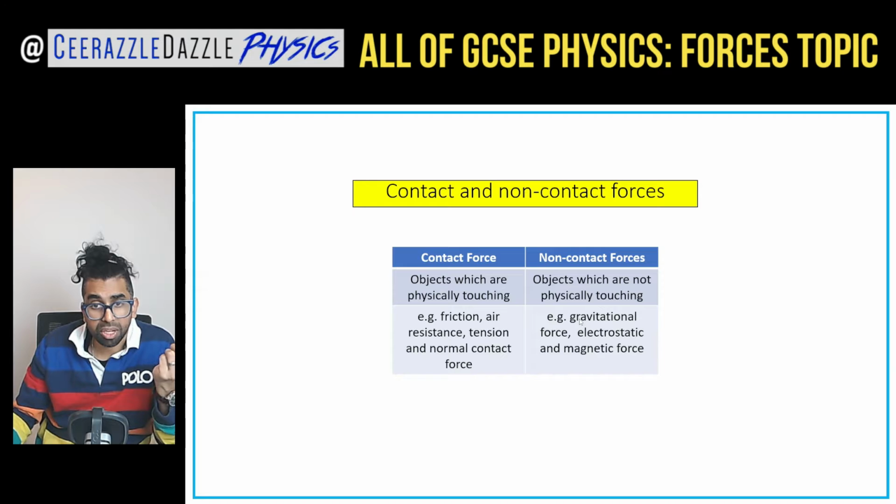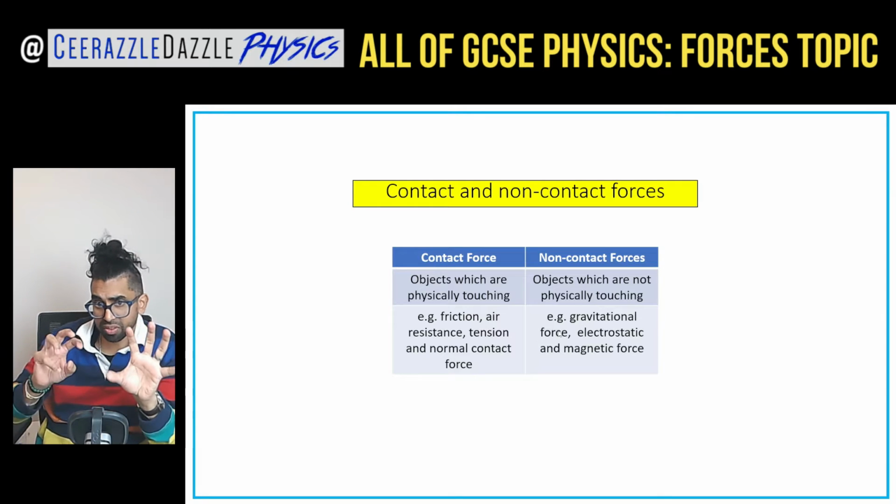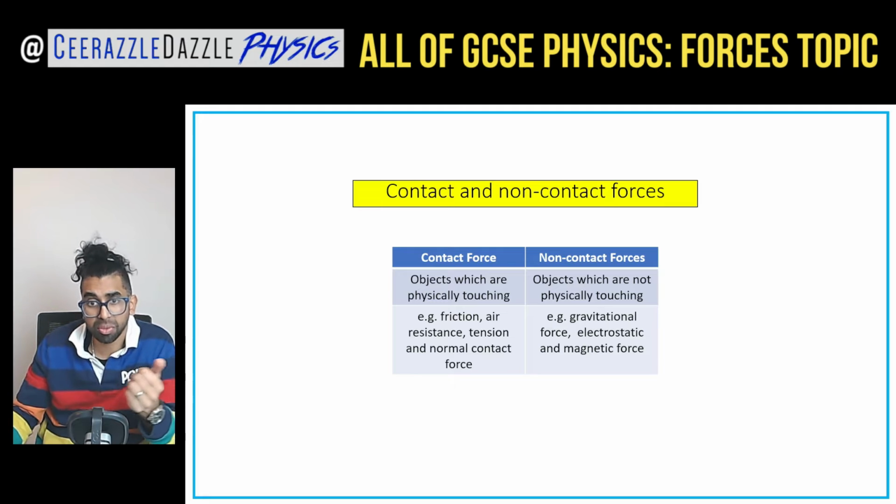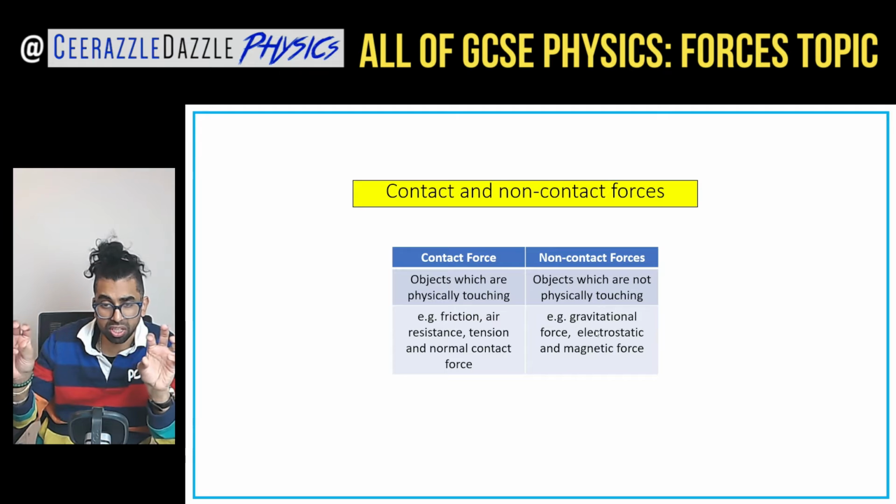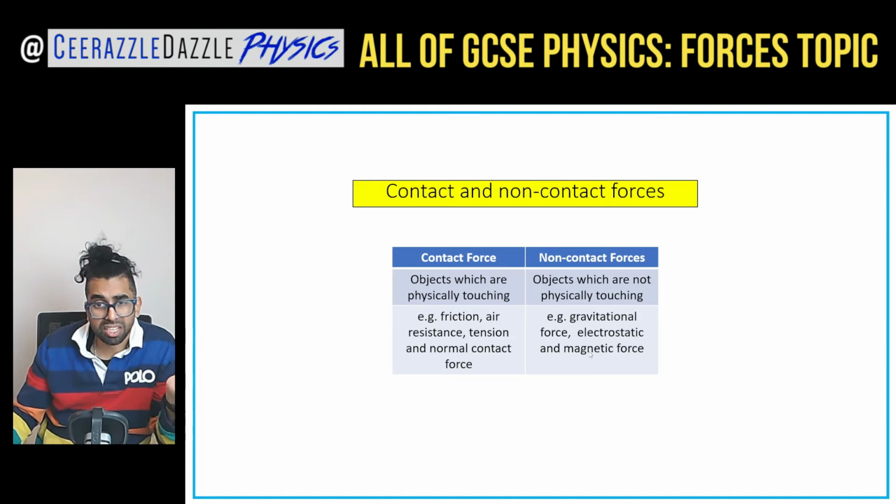Non-contact forces can be gravitational force, the weight of gravity, let's say a moon being attracted by a planet. They're not touching, but there's a force between them. Electrostatic, so two charged particles, let's say one's positive and that one's positive, there's a force between them. Magnetic force, don't forget, if you have a north pole next to another north pole, they will both repel each other. So these are all non-contact forces.